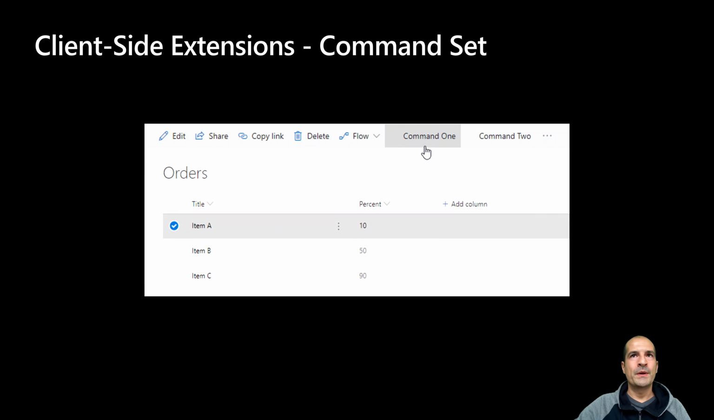Okay, let's move forward and talk about a second kind of client-side extension, the command set. You can extend the command bar on top of a document library or SharePoint list by creating a new button, for example. When you select an item in the list and click on this button, you can open your panel, and then build your business logic to do what you want.